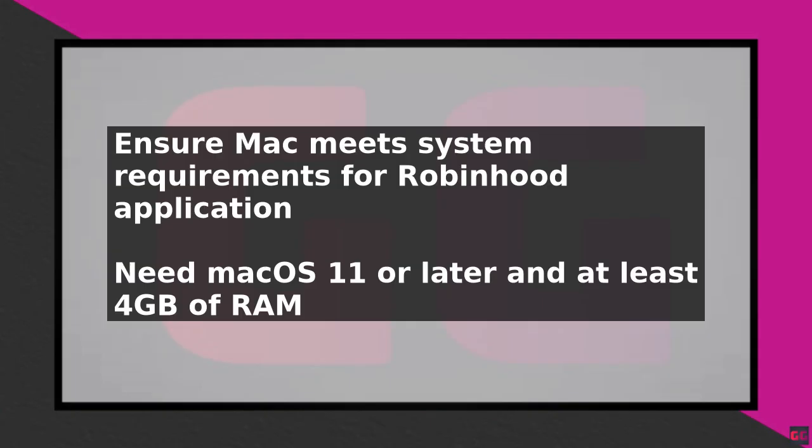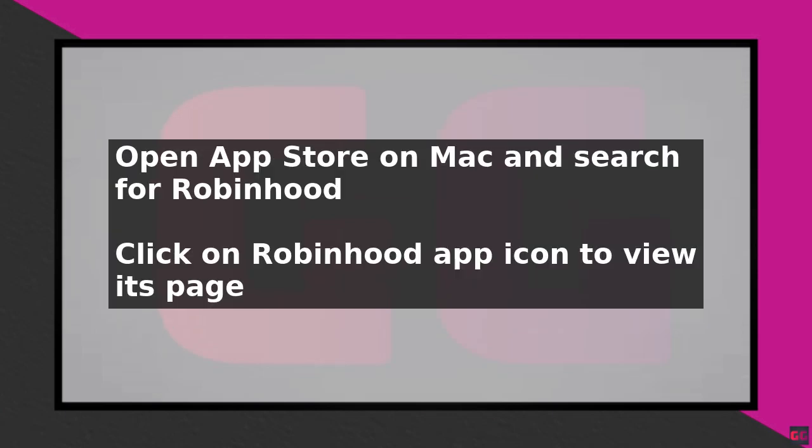You can find the App Store in the dock or by using Spotlight Search. Once the App Store is open, click on the search bar at the top right corner and type Robinhood. Press Enter to initiate the search. From the search results, click on the Robinhood app icon. This will take you to the Robinhood app page where you can read more about the app, its features, and reviews from other users. To download the app, click the Get button, then click Install.